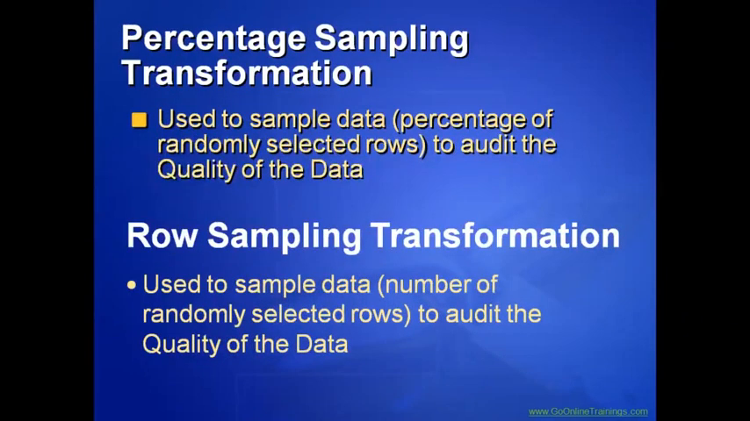Percentage sampling is used to sample the data, a percentage of randomly selected rows to audit the quality. Row sampling is used to sample the data, a number of randomly selected rows to audit the data. So these we don't use. They are used at the starting of the project. To check the data quality, you randomly select some data and look at it. If you want to buy rice, you get a sample of 1 kg of rice, use it, and give feedback. So if you want to know the quality of the data, we use this normally, but we never use them in real time.